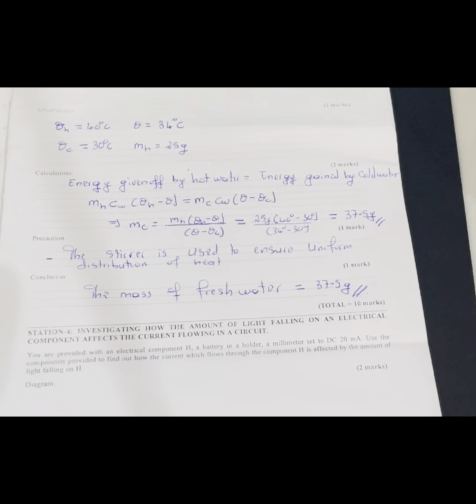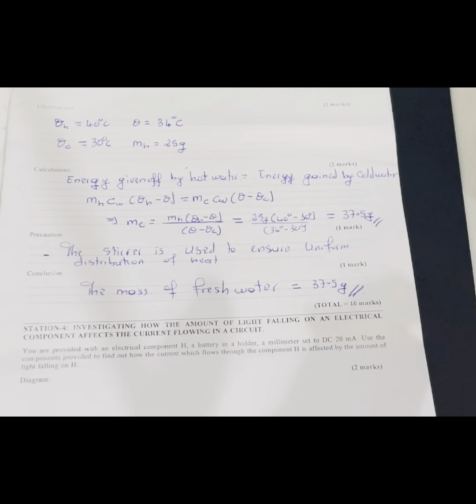Okay, so here it means that H should be what? A light dependent resistor, because if you want to study how the amount of current varies as the amount of light falling on it varies, it means that the resistance of that component should depend on the amount of light falling on it.